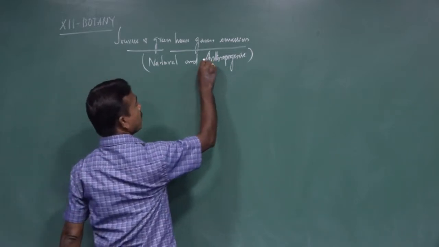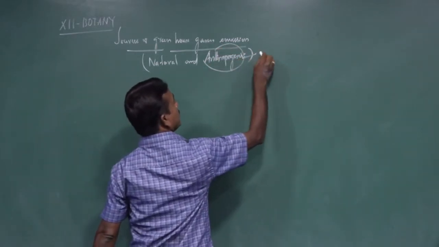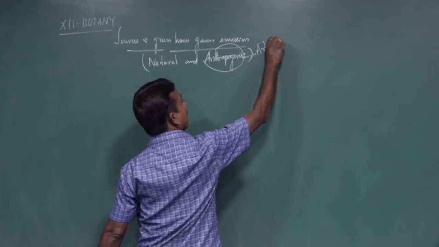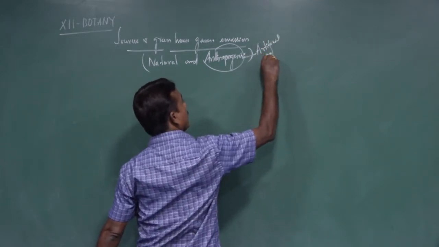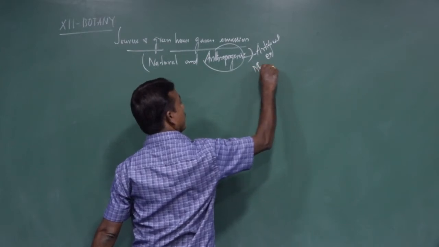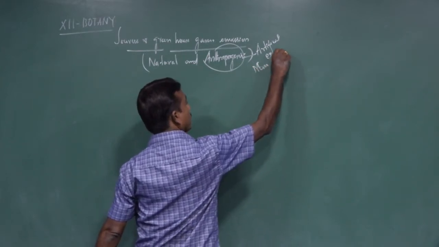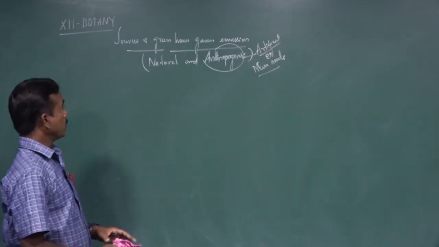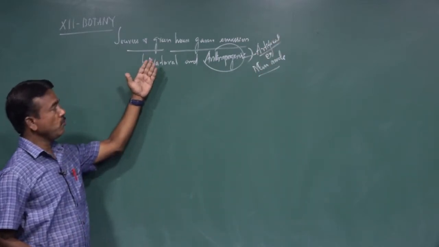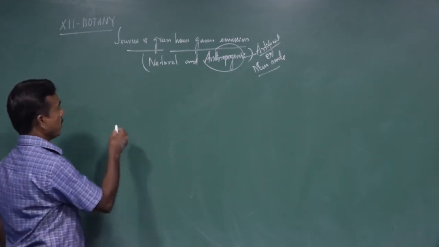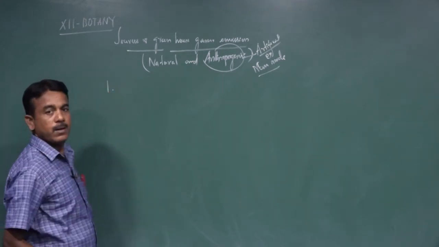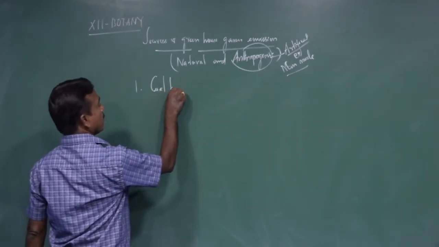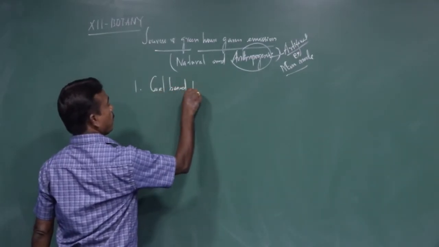What is the meaning of anthropogenic? It's artificial, it is man-made. So what are the things that can be responsible for greenhouse gases? First one, coal-based power plant.